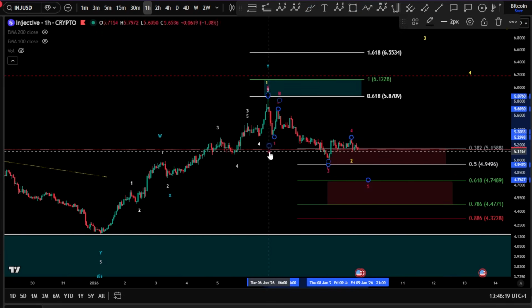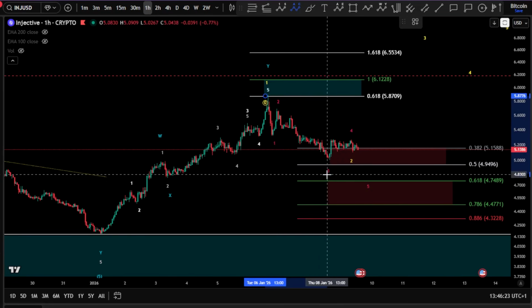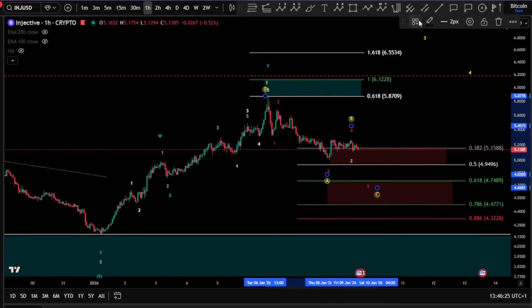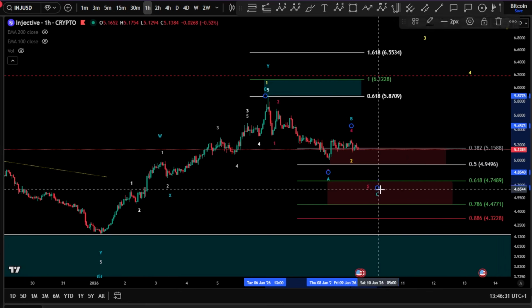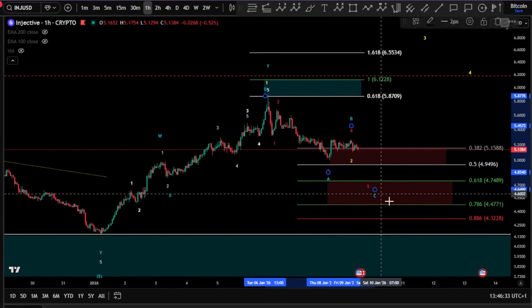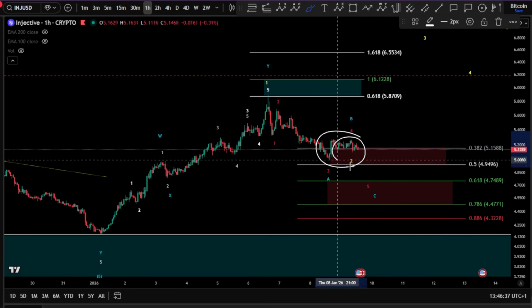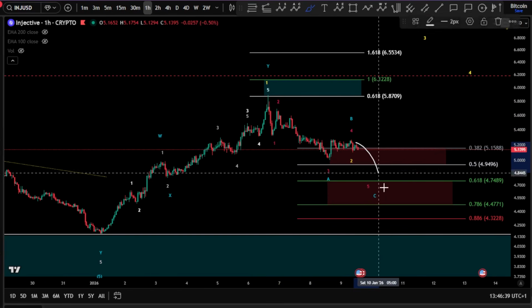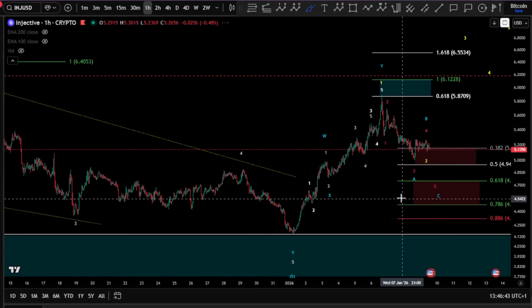So basically I'm going to update the ABC here. So A, B, and a C very likely there. Okay, so this is what I'm looking at. I'm going to put it in blue to differentiate the scenarios a little bit. So this is what I'm looking for: A, B, and a C potential. Can be a triangle, can be a flat here, and then dropping down again for Injective.